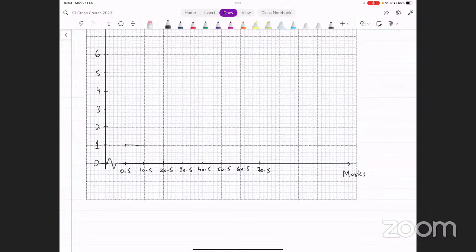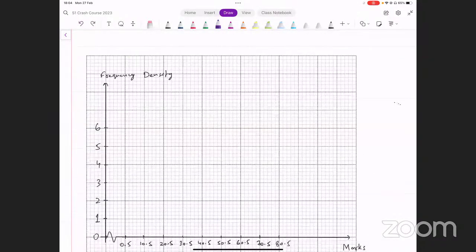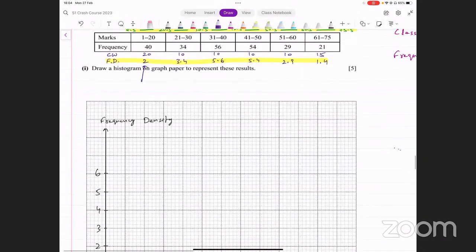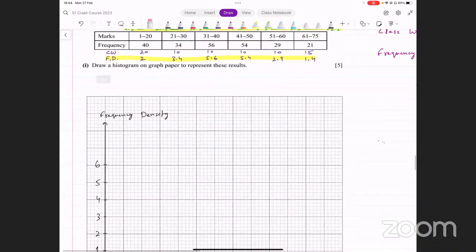Every 5 boxes here are still representing 10 units, but we have just changed the point that we have started from. Okay. Now let's draw this histogram. So for the first interval, we have 0.5 to 20.5. What's the frequency density for that? It's 2 units. So from 0.5 to 20.5, we have a frequency density of 2.